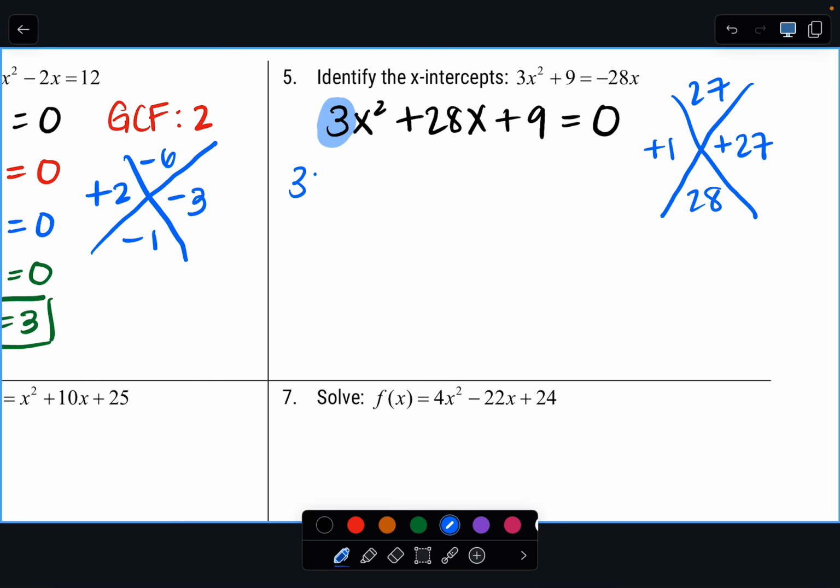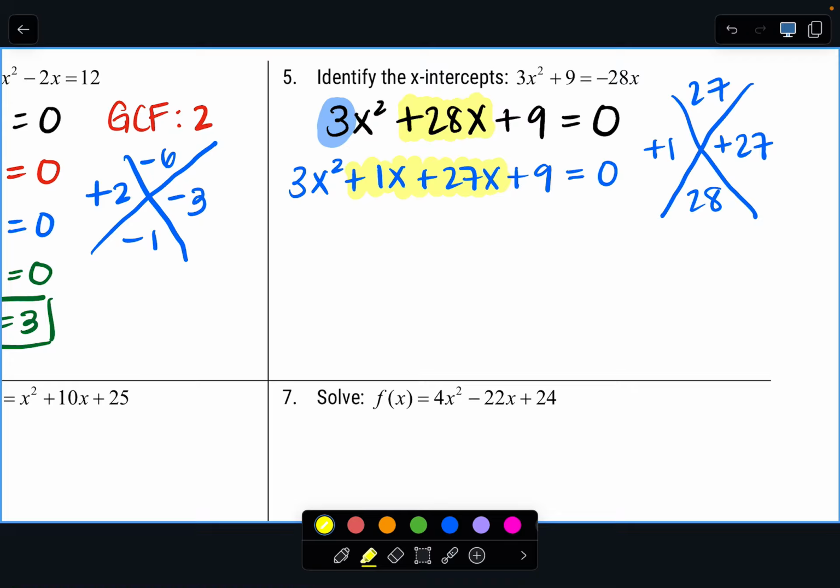So I'm going to have 3x squared plus 1x plus 27x plus 9 equals 0. The only thing I changed was I wrote 28x as 1x plus 27x. That's the only difference I've made so far. And I have to do this because A is not equal to 1.